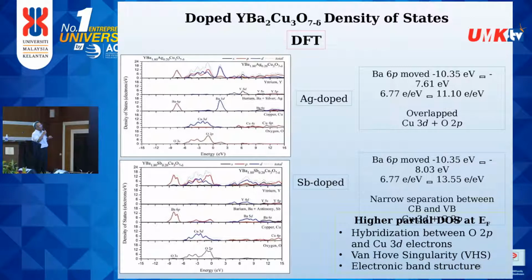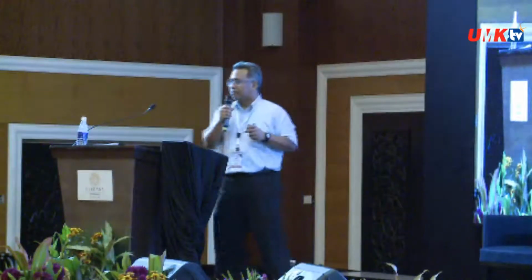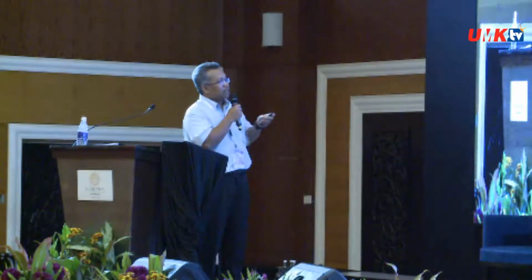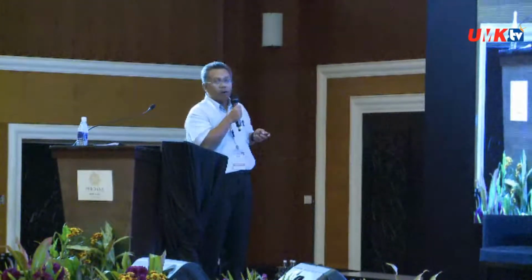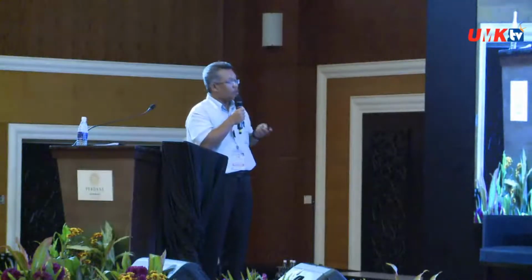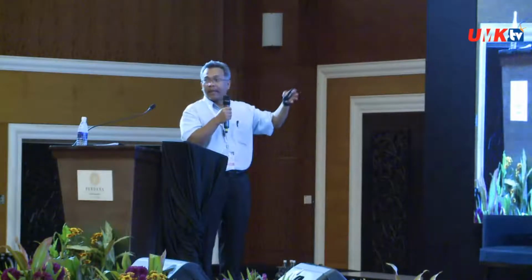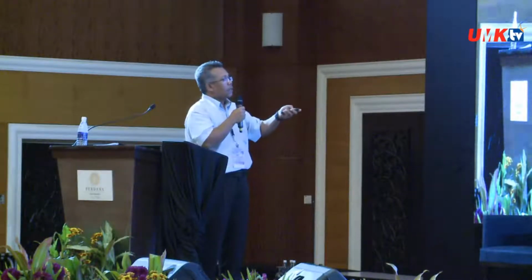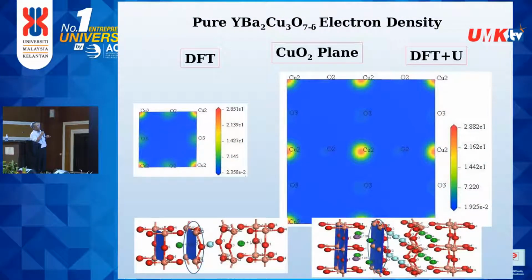Okay, this is about the electron density. From this computational method, we can see the electron density at each atom, right? This is at the CuO plane, copper oxide plane, and also the CuO chain and CuO2 plane, right? We can calculate the electron density at this plane and also the chain. Okay, so I go to the conclusion.